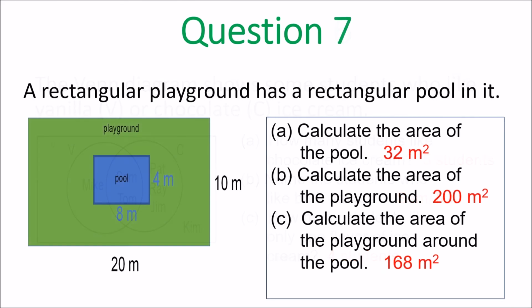Question 7. A rectangular playground has a rectangular pool in it. Area of the pool, 8 meters times 4 meters, 32 square meters. Area of the playground, 20 meters times 10 meters, 200 square meters. Calculate the area of playground around the pool. Subtract 32 from 200. So 200 on the top minus 32 leaves you with 168 square meters. That's how you work that, guys. You have to subtract at the end to find the area of the playground around the pool. Get it?